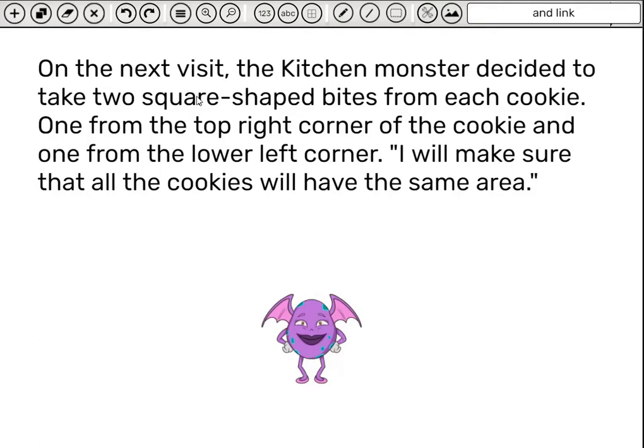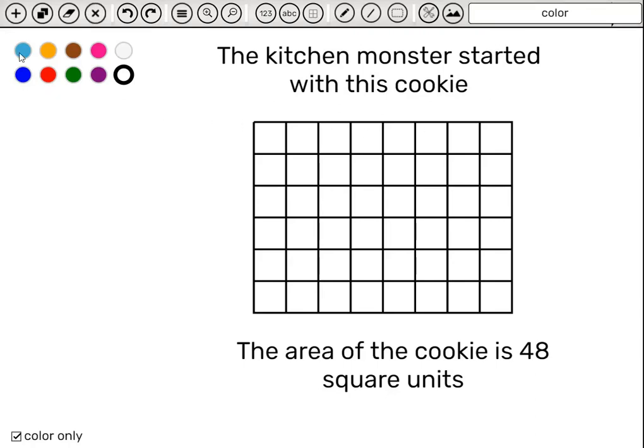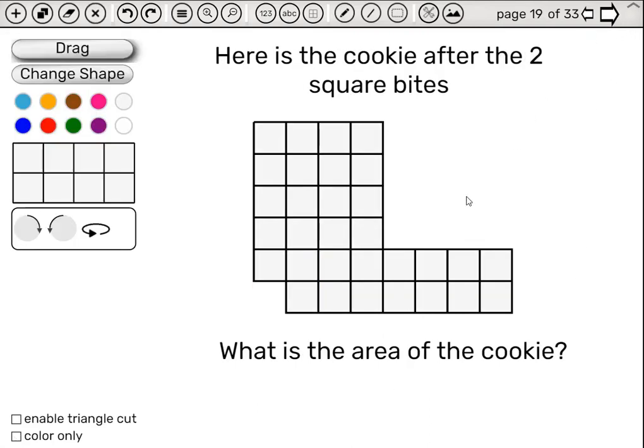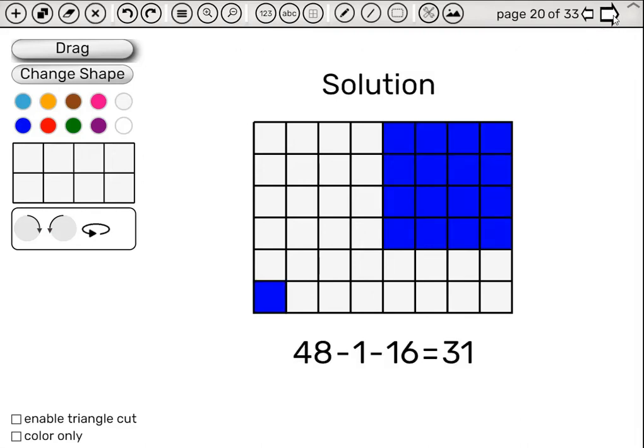Let's continue. And here is an example to see how this works. The kitchen monster takes 1 square bite from the top corner, maybe like this, and 1 square bite from the bottom left corner. Then we should subtract these 2 areas from the original area of 48. On the next page, we have a ready example. Here's the cookie after the 2 square bites. Ask the students to calculate the area that's left, and then we can show the solution, which is 31.